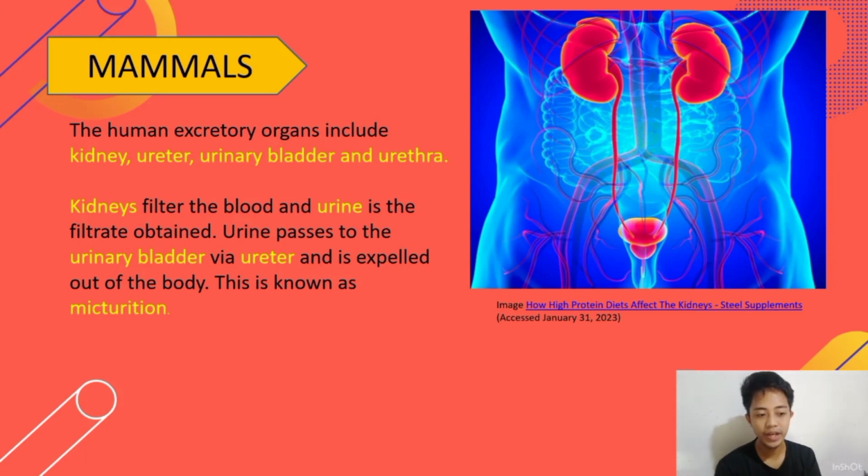So finally, if you notice, the most common organ among the vertebrate systems is the kidney. That is why the kidney is the main organ of the excretory system.